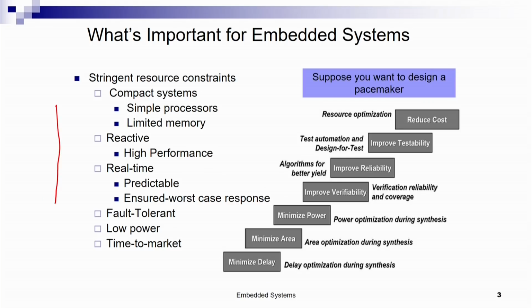It has to be real time, meaning that it has to be predictable. So, it has to be able to say that when the heart misses an impulse at say time x, within time x plus 10, I should always be able to generate an artificial impulse from the pacemaker. Therefore, it has to be real time, meaning that it has to be predictable. It should have ensured worst case response times.